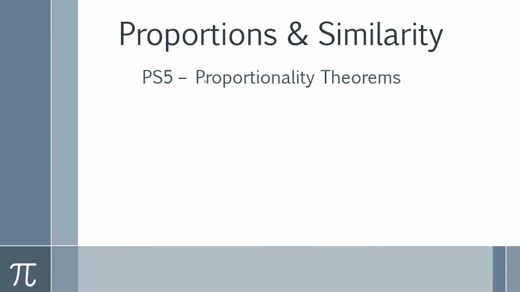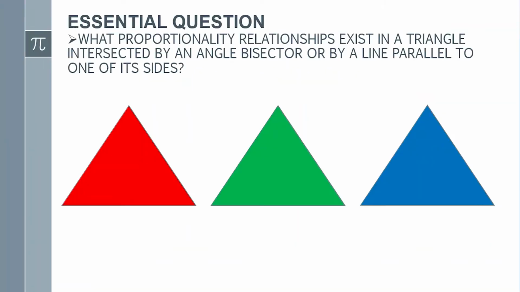All right, so in this lesson, proportionality theorems, we find ourselves back in triangles. Okay, and we're going to look at the proportions that are created by an angle bisector or a line parallel to one of its sides. Okay, so the idea being, we've seen angle bisectors before, but when an angle bisector is drawn in a triangle through the opposite side, it creates segments that are in proportion. Okay, and we're going to look at that.